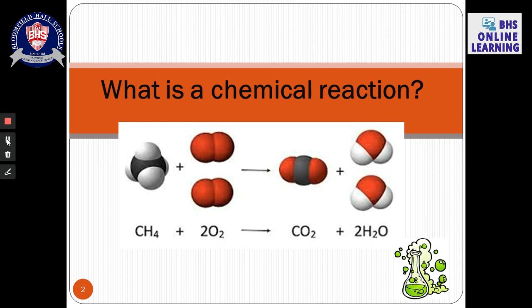These two react to form the products. The products are carbon dioxide CO2 and H2O in the form of steam. You have one molecule of carbon dioxide and two molecules of steam H2O as the products. A chemical reaction is one in which the reactants are changed into the products.